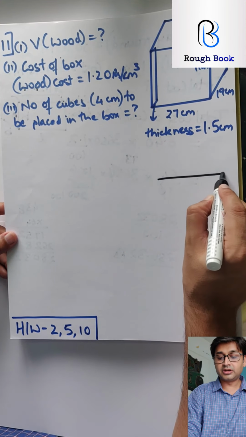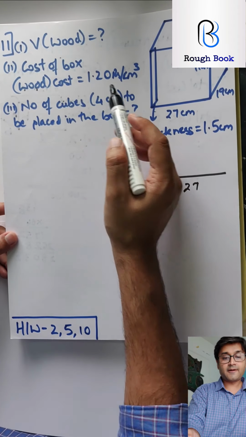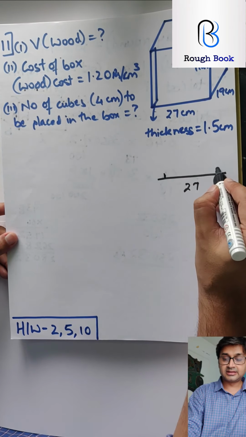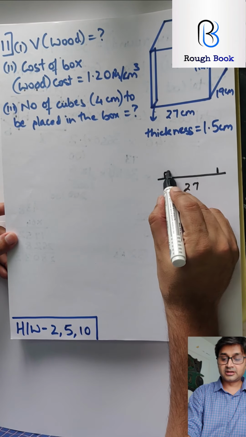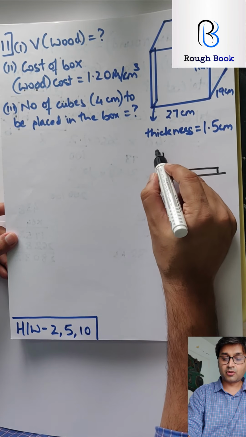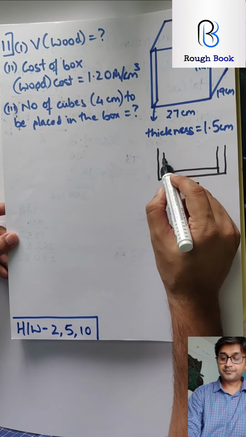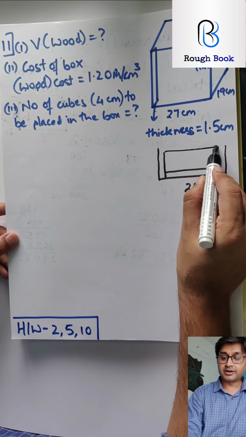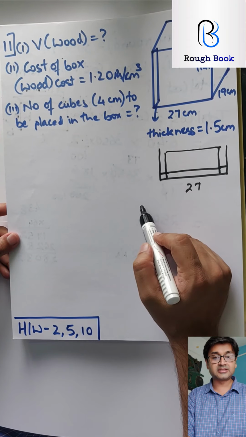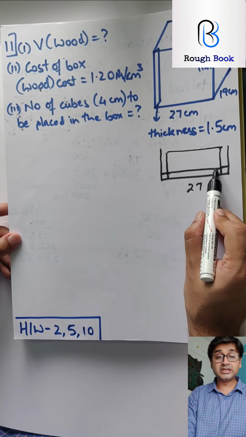So let's consider only the length. The thickness of the wood is 1.5 centimeters. So that means this and this is the thickness. So this will be the inner length. Are you getting it? See, this is the box. Gradually I am trying to build only two sides so that you may understand. And this is the inner length, inner breadth. So 1.5 thickness on that side as well as this side. So if outer length is 27, what will be the inner length?